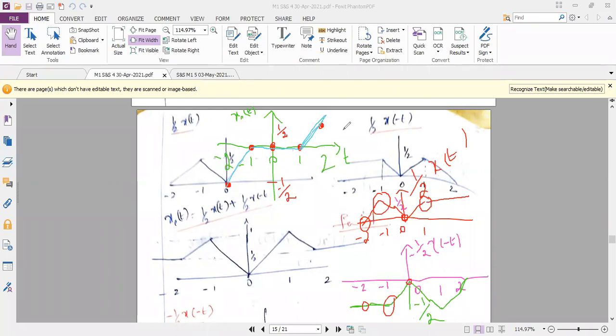Okay. So this is the diagram. I have shown it in blue color now.